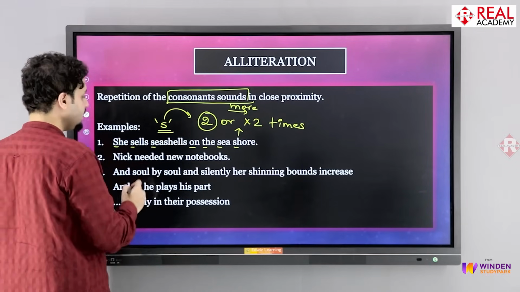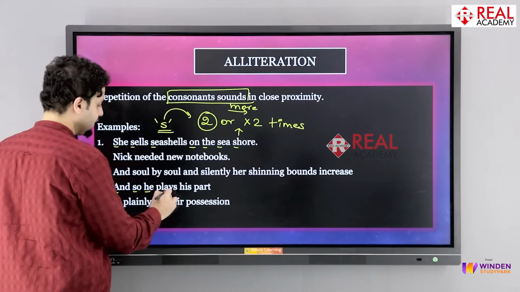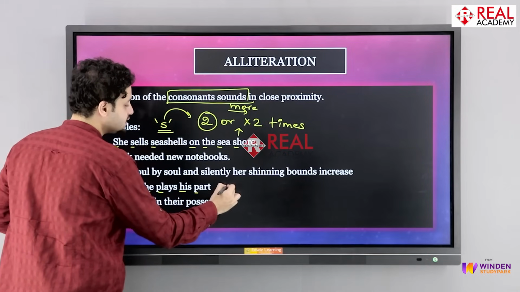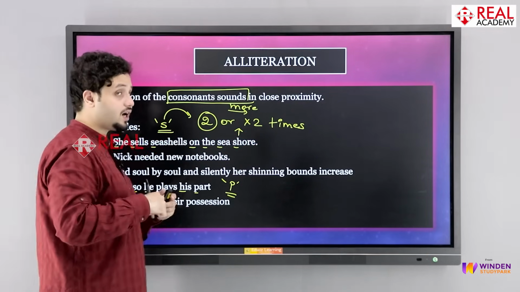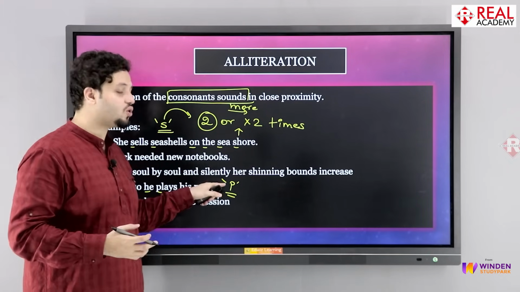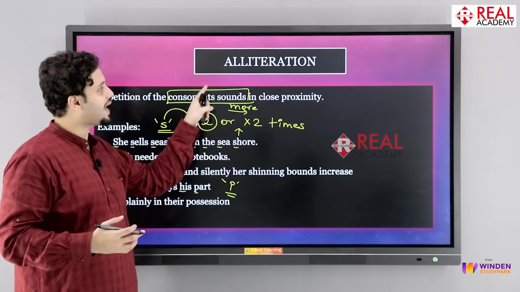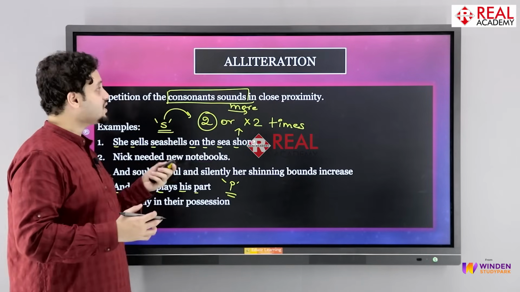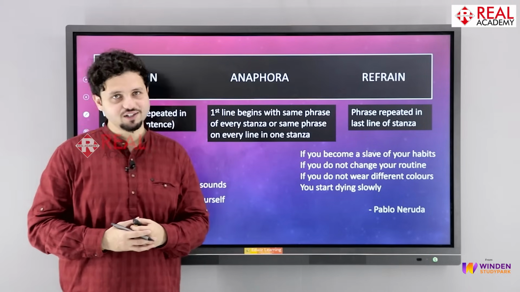For example, let's take another example: "And so he plays his part." Now you can see the letter P is repeated here. Then ask the question whether it is a consonant or a vowel. It is a consonant and not a vowel, right? So this becomes alliteration.